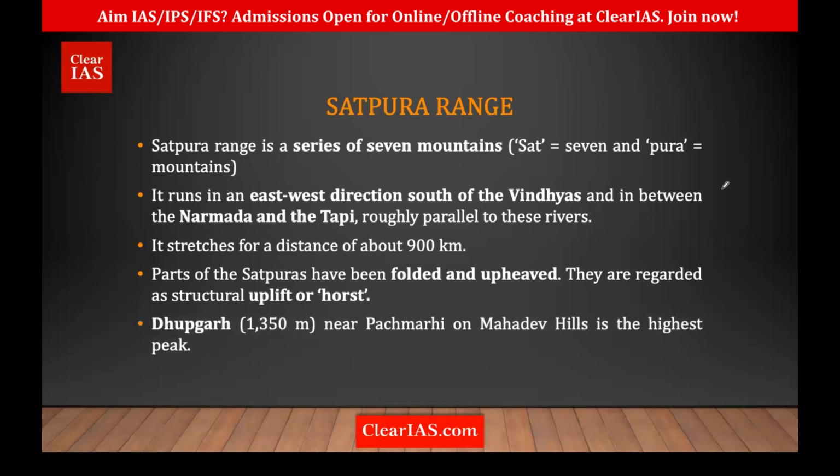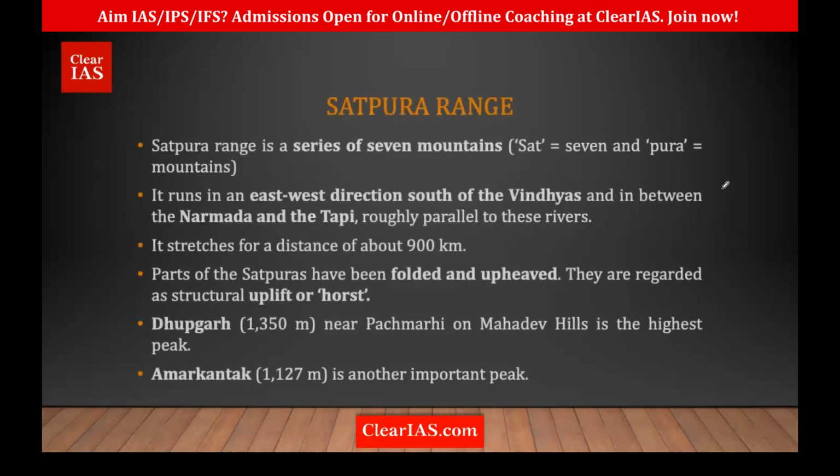Apart from that, there is Dhupgarh near Pachmarhi on the Mahadev Hills, which is the highest peak on Satpura. So Pachmarhi is on the Satpura range, and the Mahadev Hills are there. Then apart from that, Amarkantak is another important peak. Amarkantak is very important because that is where Son also originates. Although Son is a border for Vindhya, Son originates in this Amarkantak peak. And Amarkantak is known for the radial pattern of rivers, radial drainage.